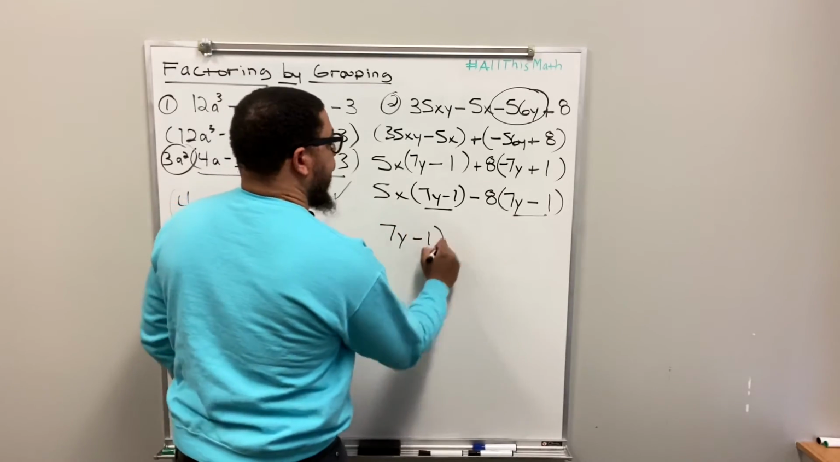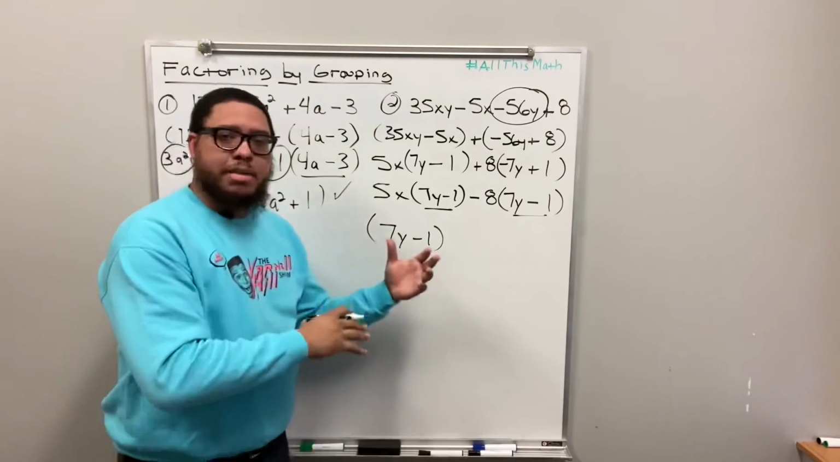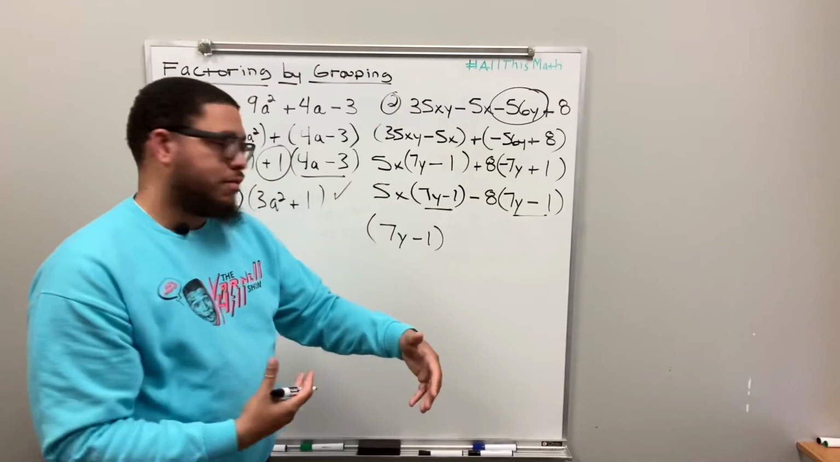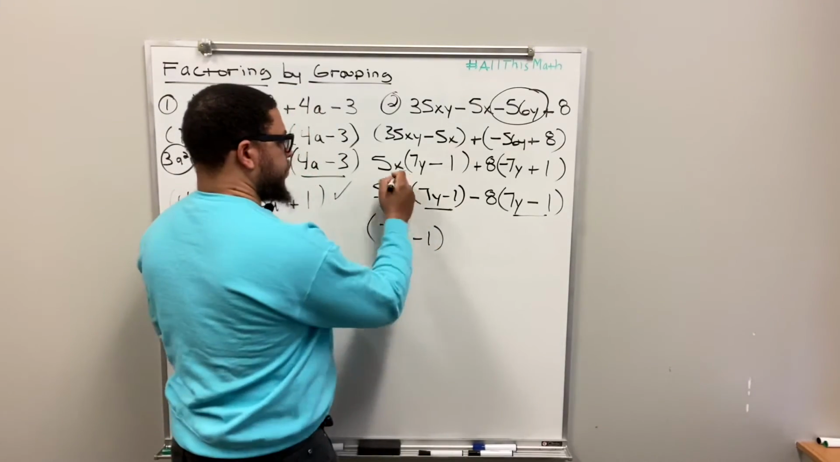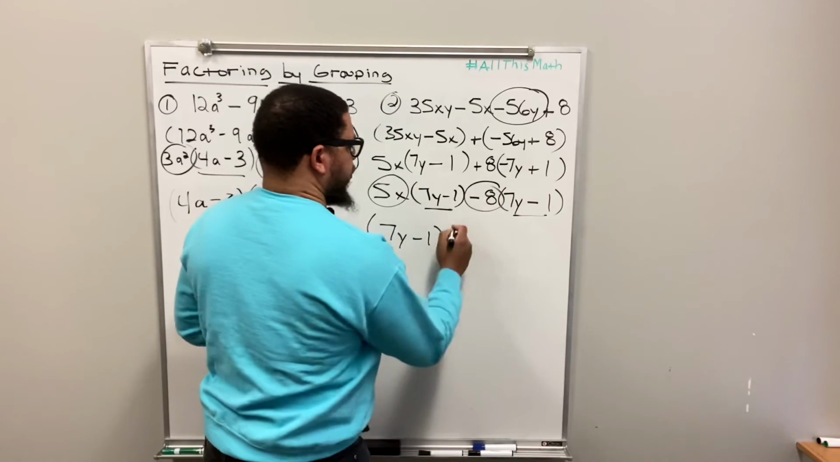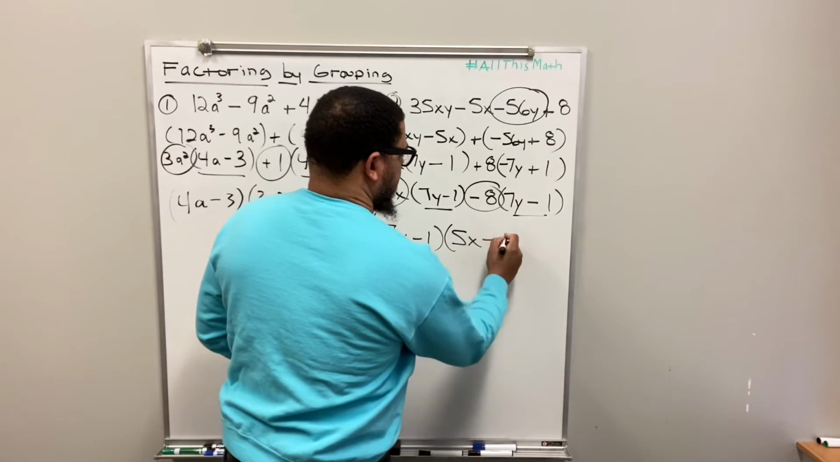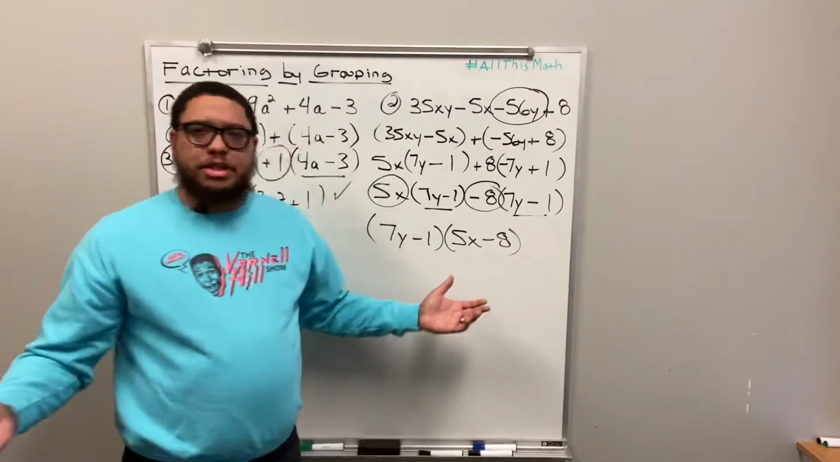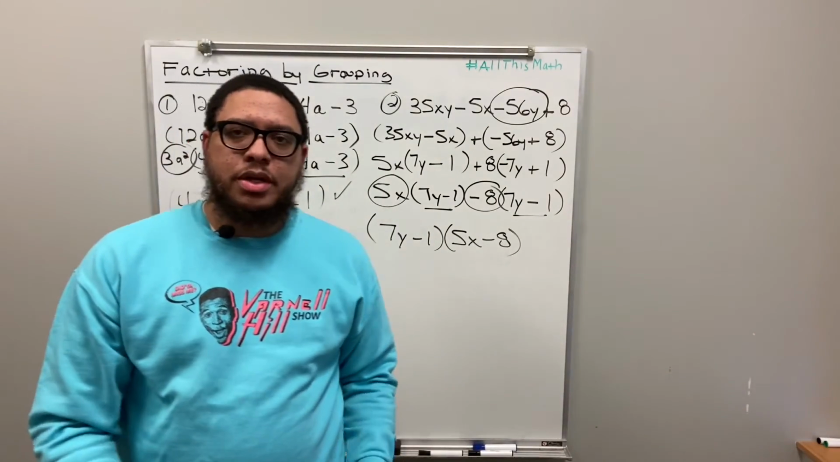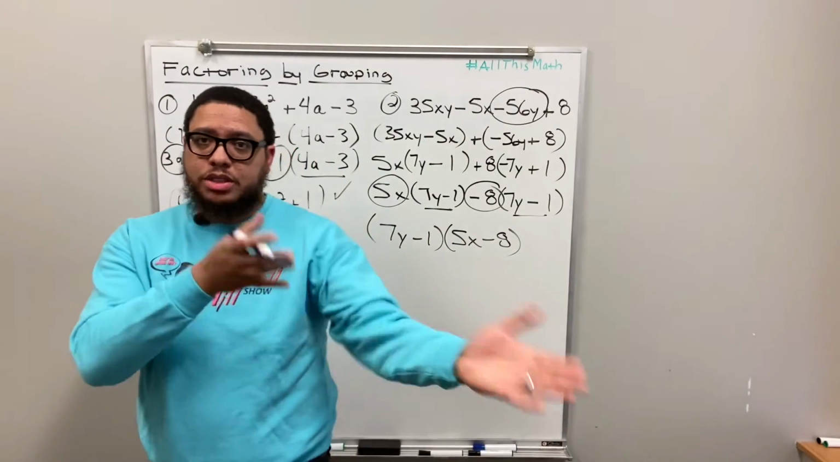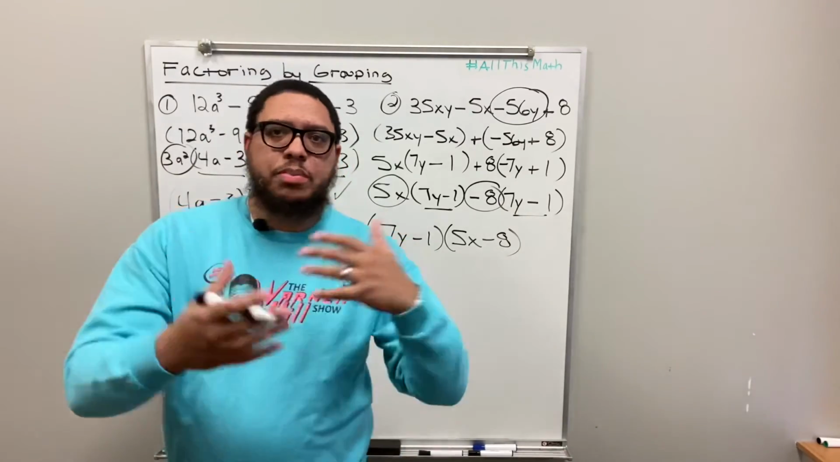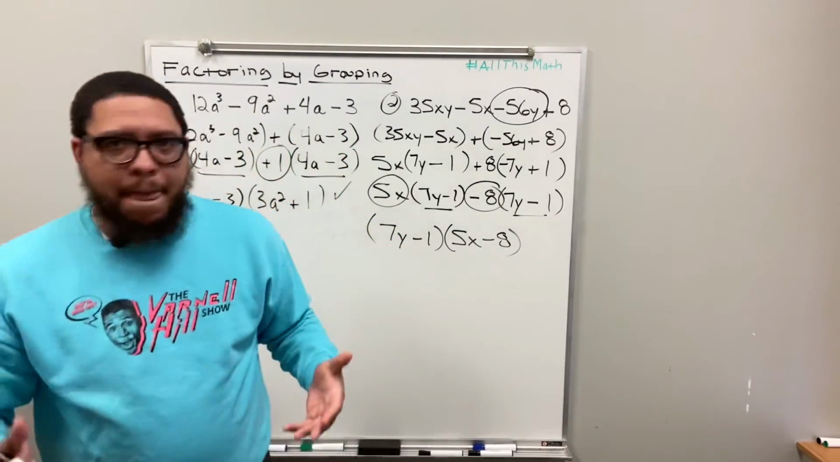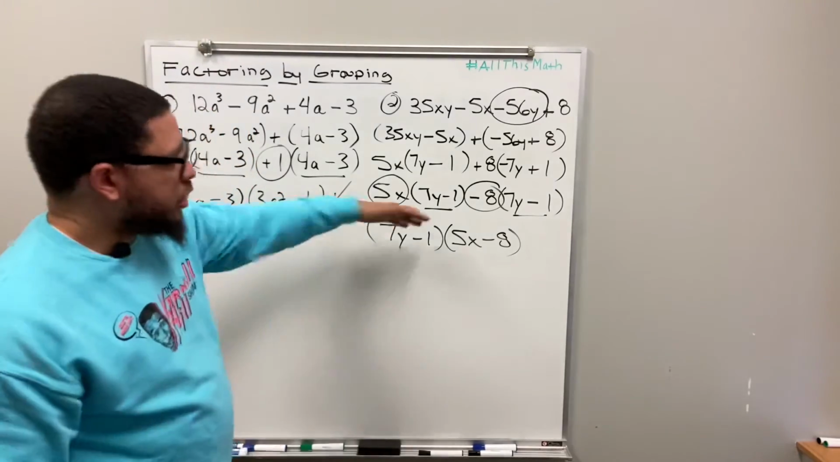And again, it doesn't matter. Actually, I didn't say this before. It doesn't matter what order you write the binomials in, right? I could write the 7y minus 1 second, and I could write the 5x minus 8 first. It doesn't make a difference because multiplication is commutative. The same way we know that 3 times 2 equals 6, and we also know that 2 times 3 also equals 6. The order of the factors does not matter, right? So this is our final answer.